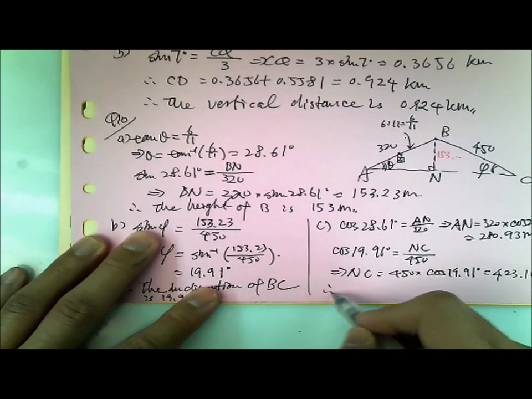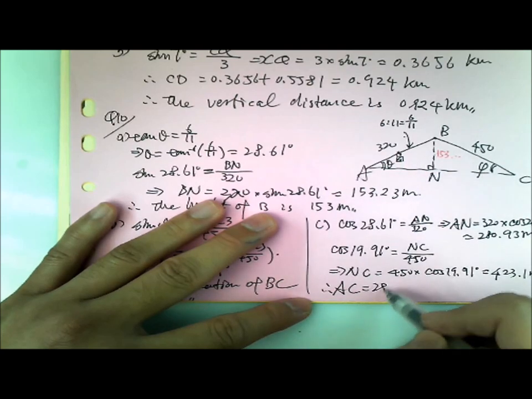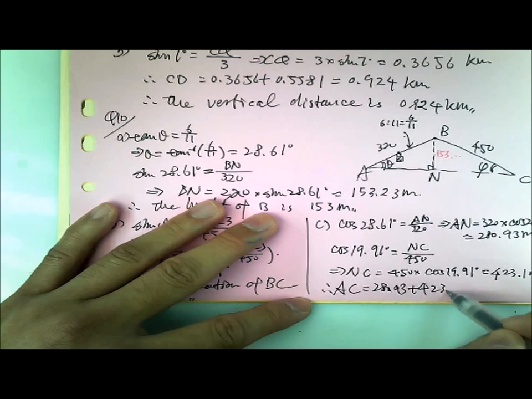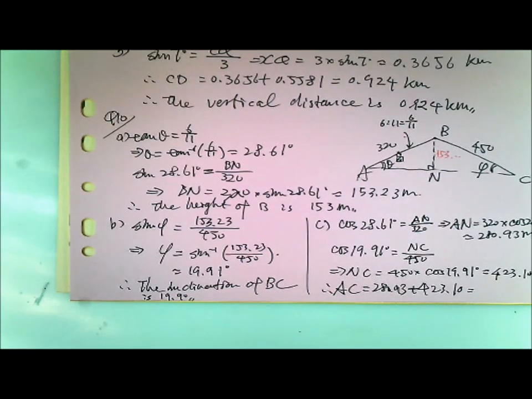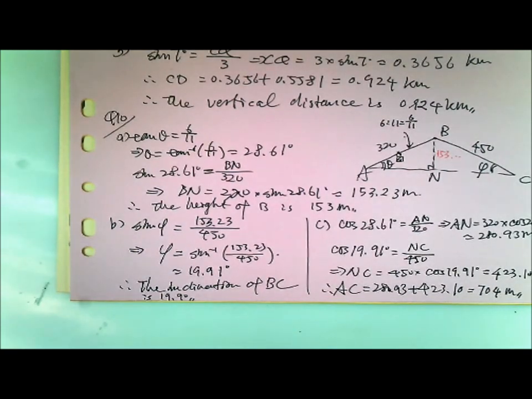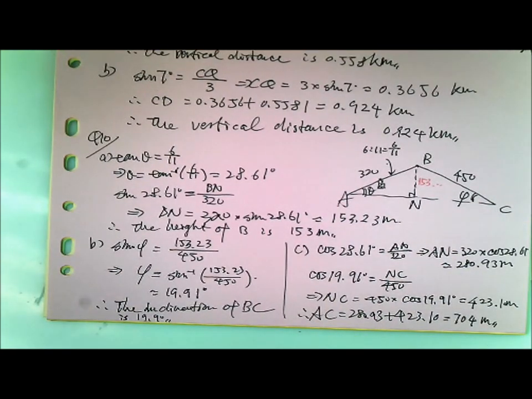Okay. So you can calculate AC. Okay, AC just equal to these two numbers add up together. So you got 704 m. Understand? So I don't think it's difficult. It's quite easy. Okay, let's keep going on.